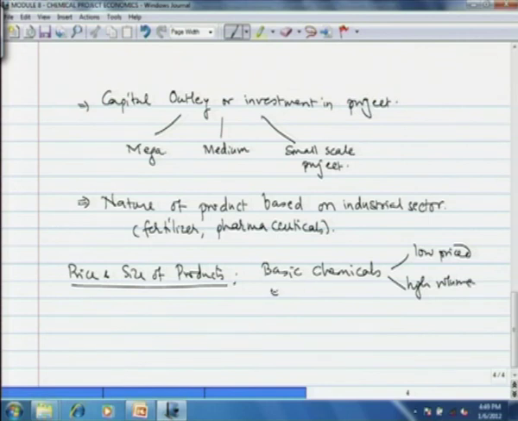So, examples I have already given, like methanol, ethanol, ethylene, propylene, benzene, sulfuric acid. These projects need large investment and the capacities are also quite high. For example, the capacities could be 300,000 tons per annum of ethylene.